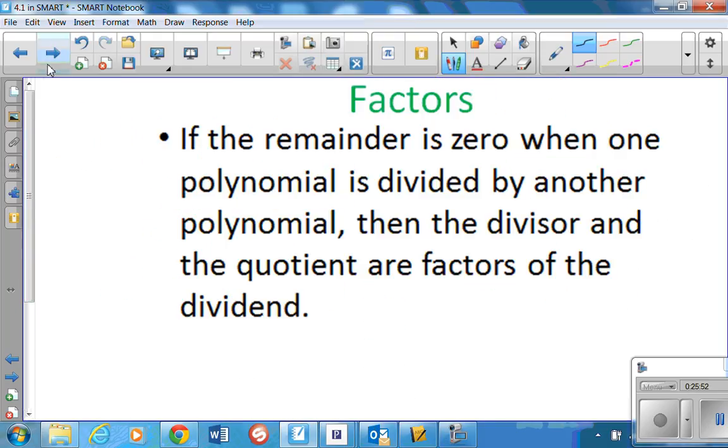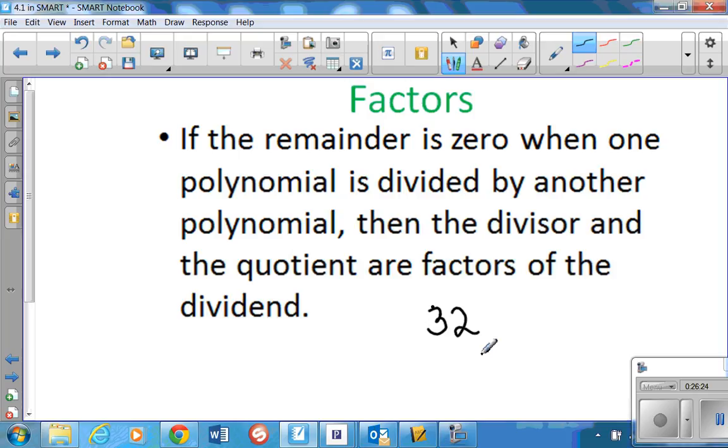All right, factors. If the remainder is 0 when you're dividing, so if you get a remainder of 0 when one polynomial is divided by another polynomial, then the divisor and the quotient are factors of the dividend. That's a lot of math words. Basically, what it means is, let me ask you a question. Is 5 a factor of 32? How do you know? Does it go in evenly?